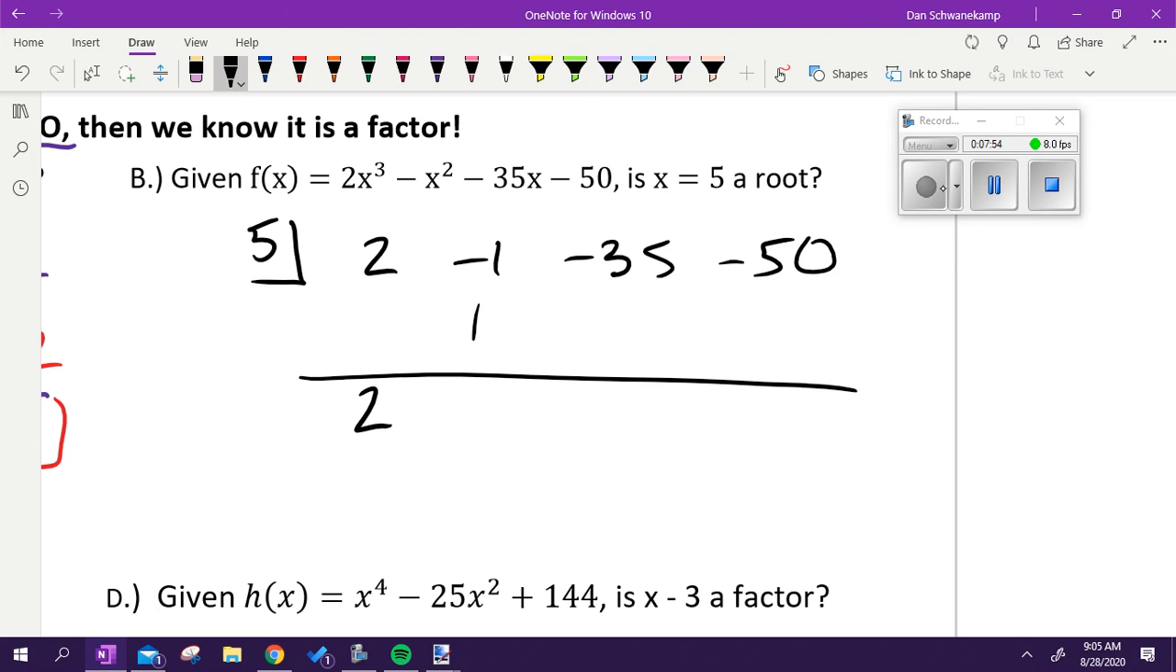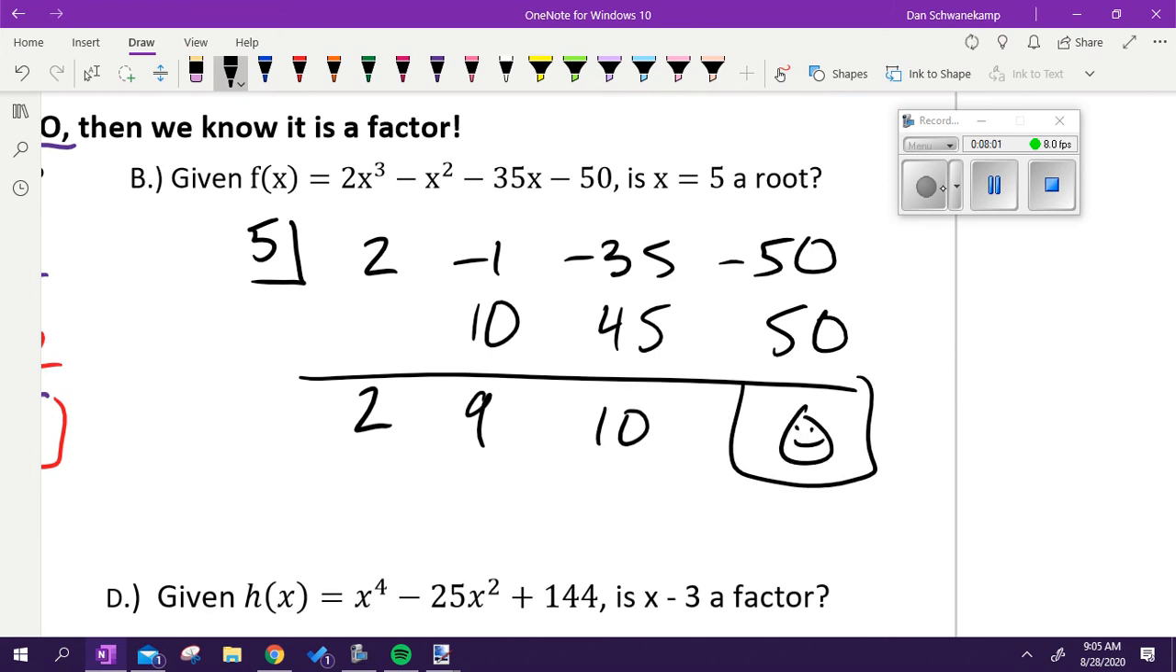Drop that 2. Multiply. Add. Multiply. Add. Multiply. Add. It got me 0. Yay. That is 2x squared plus 9x minus 10. Okay, again, I could solve that all the way here in a little bit in our notes. But for right now, we'll just leave it at that point. Everybody good so far on that?